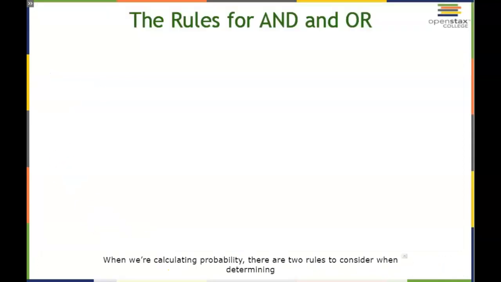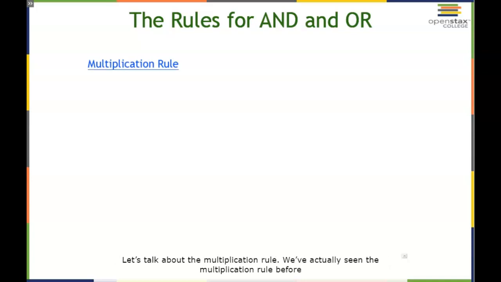When we're calculating probability, there are two rules to consider when determining if two events are independent or dependent, and if they're mutually exclusive or not. Let's talk about the multiplication rule. We've actually seen the multiplication rule before. It was just written in a different way.